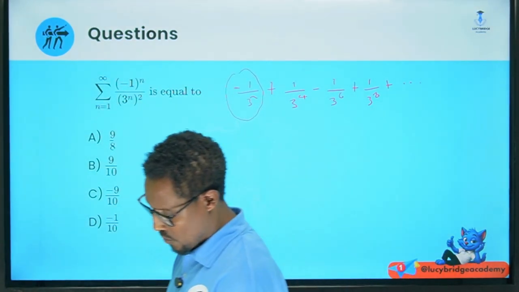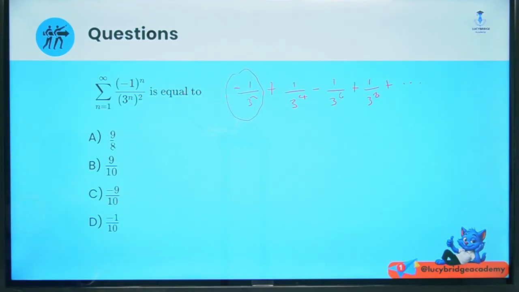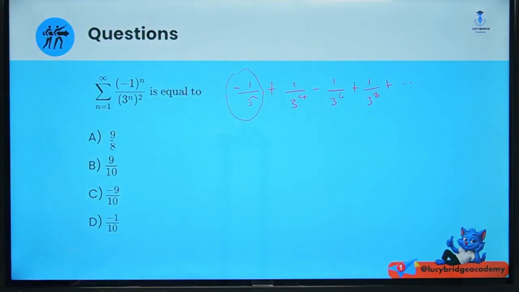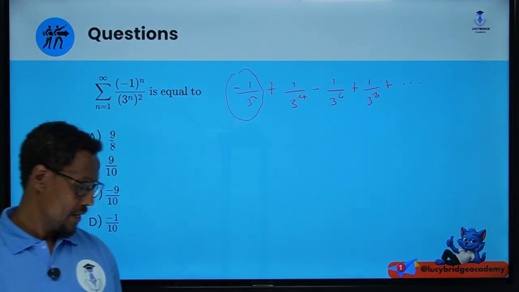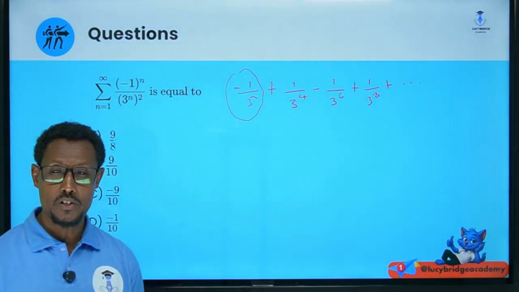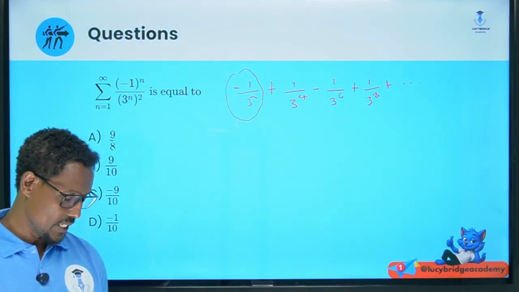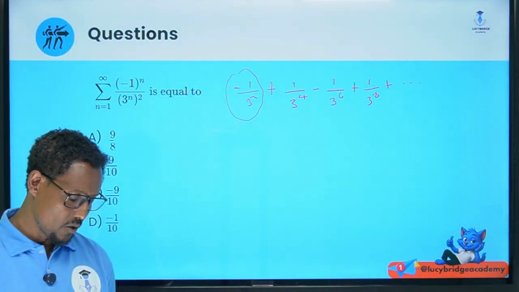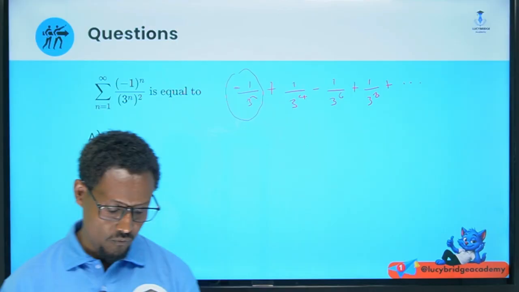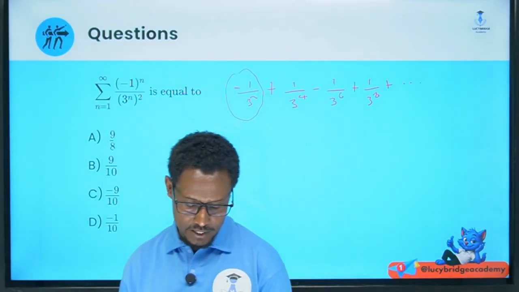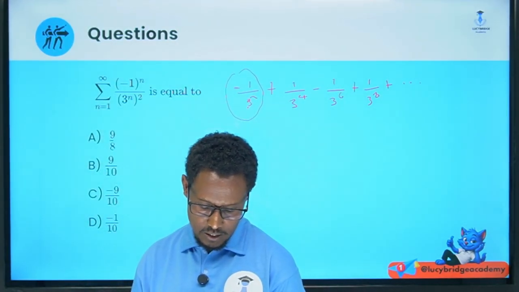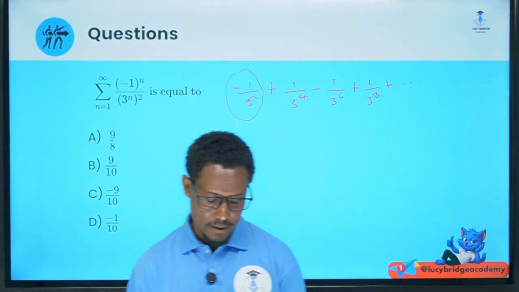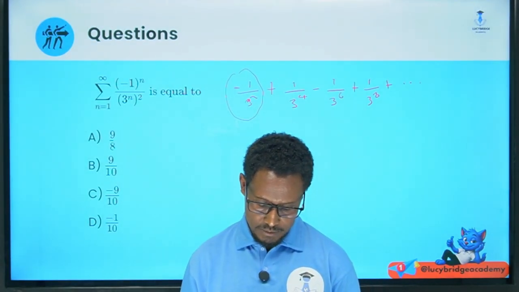So what kind of sequence is it? The question is what kind of sequence. It is a geometric sequence with common ratio 1 over 9. Because you can divide 1 over 3 to the power of 4 by 1 over 3 squared, which is 1 over 9.